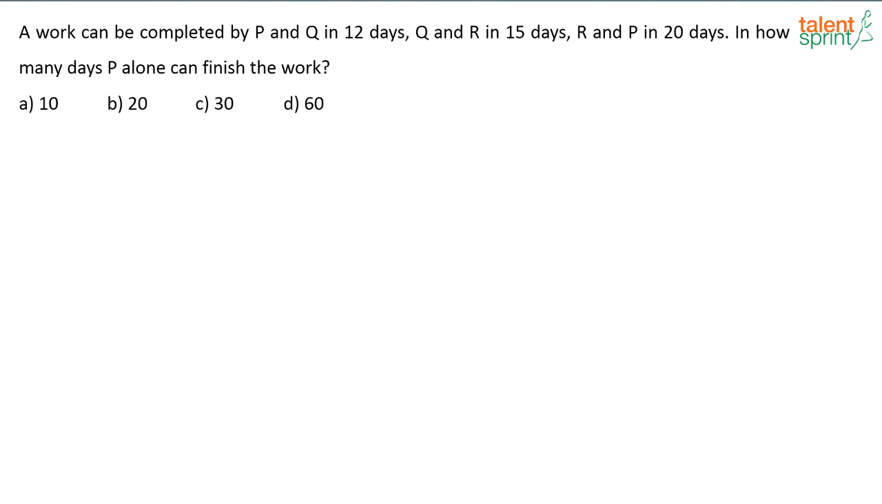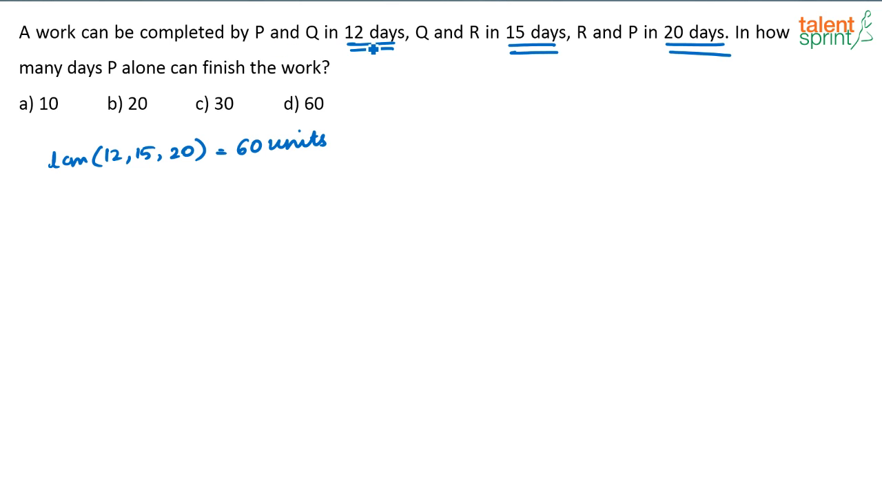See, I have 12, 15 and 20. Now what is the LCM of 12, 15 and 20? LCM of 12, 15 and 20 is nothing but 60. Correct? 12 5s are 60, 15 4s are 60, 20 3s are 60. So the least common multiple of these three numbers is 60. So I am going to assume that the total units of work to be completed is 60 units, right?